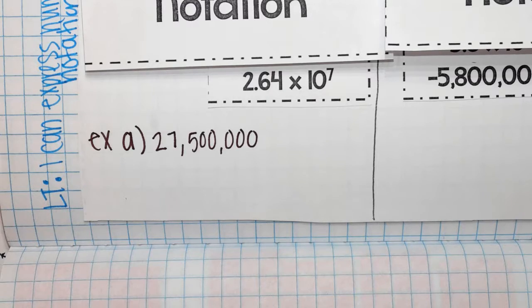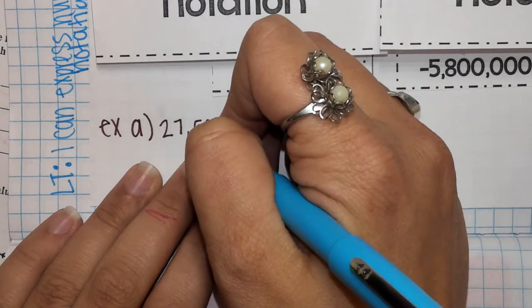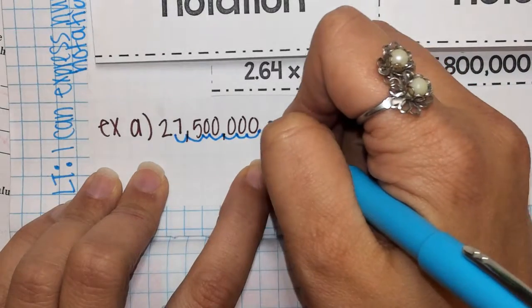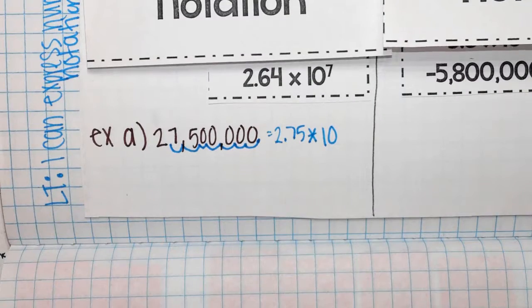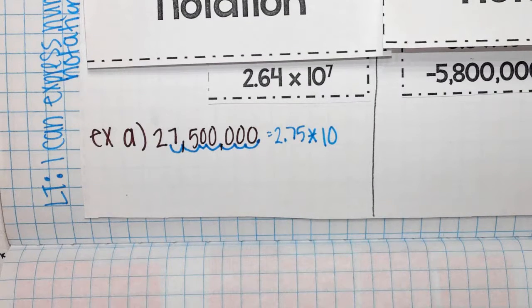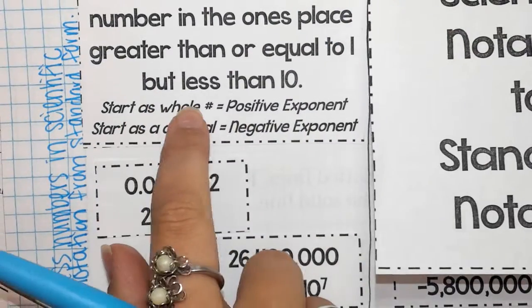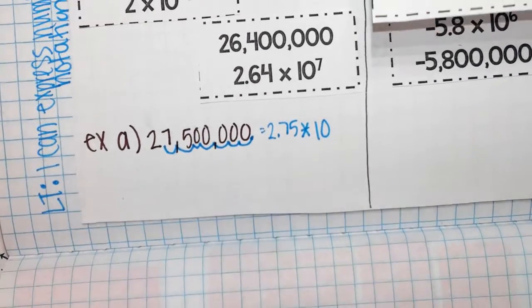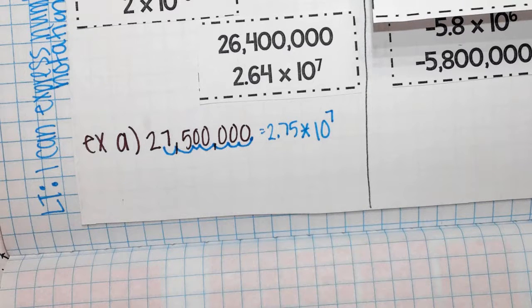Okay, to write it in scientific notation, you start here and you move it 1, 2, 3, 4, 5, 6, 7. So that's going to become 2.75 times 10. Now, we need to determine if it's going to be positive 7 or negative 7. So let's open our Flappy and look up here. If it starts as a whole number, what kind of exponent are we going to have? Did we start as a whole number? So it's going to be a positive 7. Do you always move the 7? Well, it depends on the number.